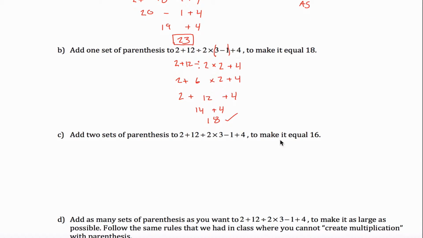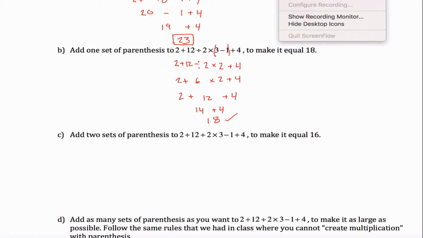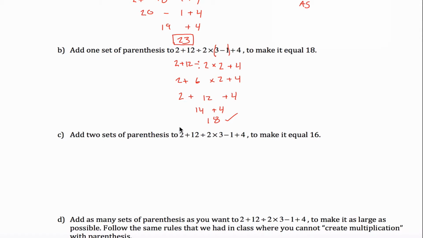Two sets of parentheses to make this thing equal to 16. Well, again, you can kind of just guess and check your way through this. The way this one goes, or at least one way you can get there, is parentheses around this 2 plus 12. That gives you 14 divided by 2 times 3. And then parentheses around this 1 plus 4. So we'd subtract 1 plus 4, which is equal to 5. And I think this ends up being equal to 16.